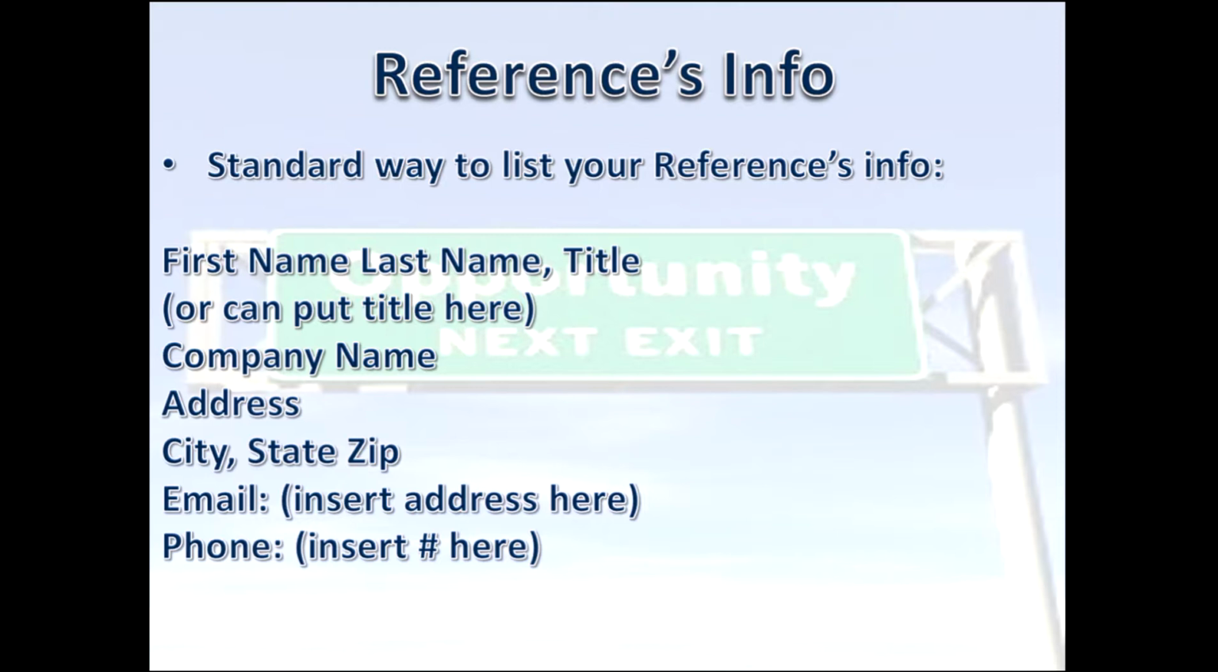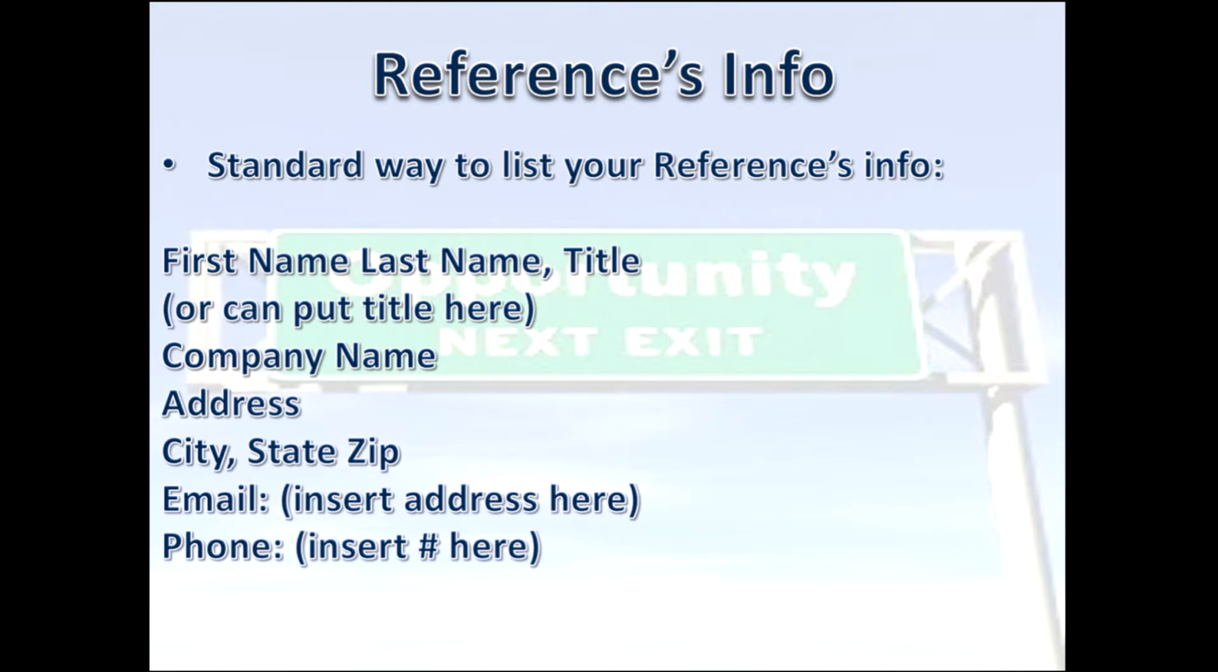I'm on the 12th slide, I think. The one that says References Info. So you start with their first name, their last name, and their official title. Or if their first and last name is far too long, you can move their title underneath their name. If you do not know what their title is, ask them and they will tell you what their title is. Then you put the company name. If this is someone who is a friend and they don't have a title and they don't have a company, you can skip those parts.